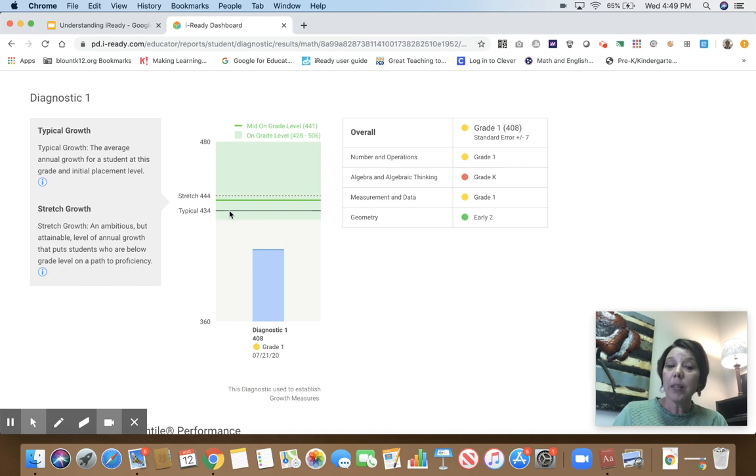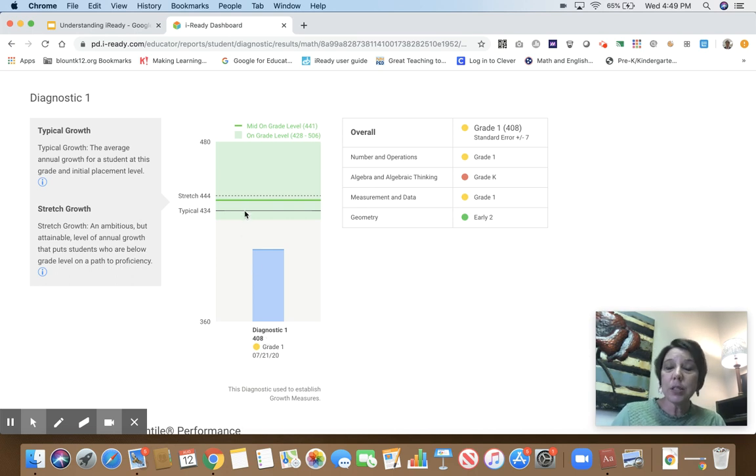So let's talk about this dark solid line here. This is called a typical growth goal. And you can see over at the side, this is the average growth for a student at this grade and at this placement. So this is average growth for a student that scores 408 for Brian. Your child may be different.